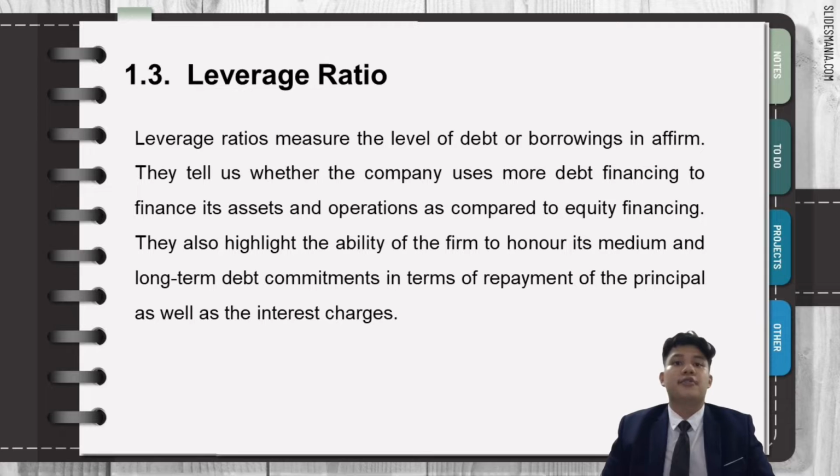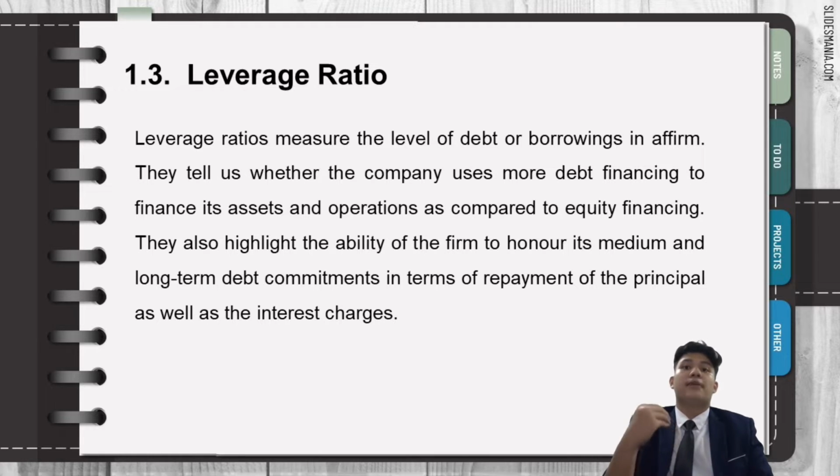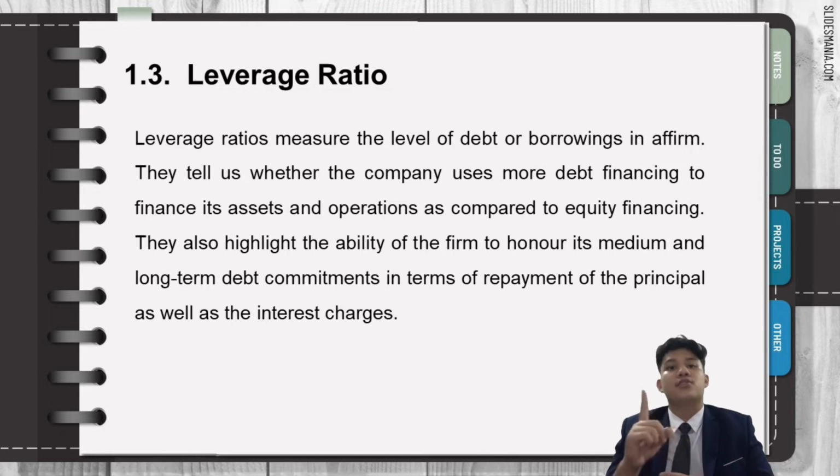Next is leverage ratio. Leverage ratios measure the level of debt or borrowing in a firm. They tell us whether the company uses more debt financing to finance its assets and operations as compared to equity financing. Under leverage ratio, there are 3 types of ratios. The first one is debt ratio.